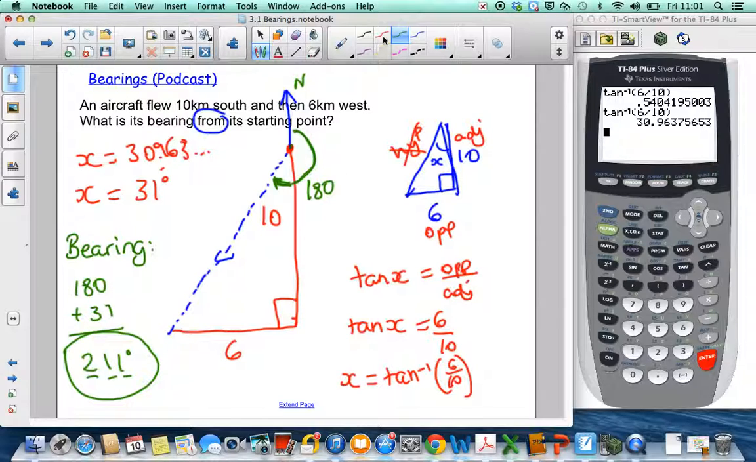Usually we have to give 3 digits for our bearings. That's the convention. So if you did end up with an answer that was, let's say, 27 degrees, you would put a 0 to ensure that you're giving 3 digits. Okay, next problem.